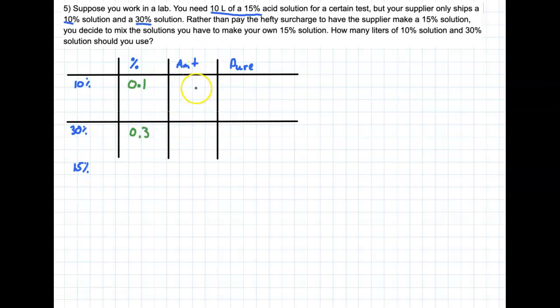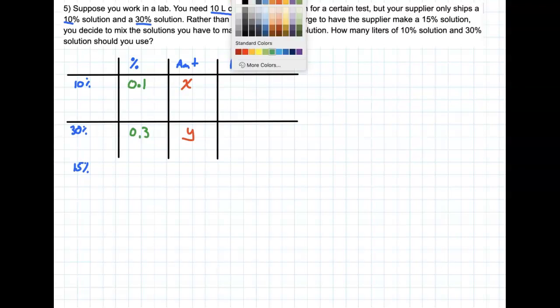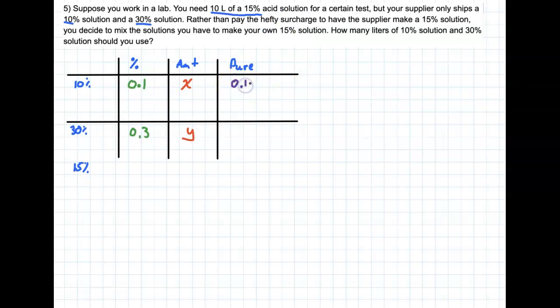So the amount that we have, well, we don't know what the amounts are, okay? So our variables are the amount of each solution. That's really what we want to determine. So we can let x be the amount at 10%, and we could let y be the amount at 30%. So the pure amounts that come out in the end, we could say is 0.1x, right? And here we got 0.3y. That makes sense. This is more potent, right? So there is more acid in there.